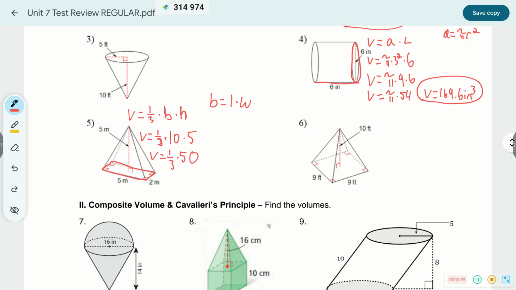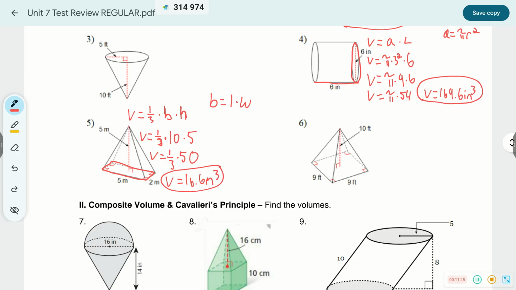Okay, somebody do that in the calculator for me. 1/3 of 50 is 50 divided by 3. 16.6 meters cubed. The volume of this pyramid is 16.6 meters cubed.